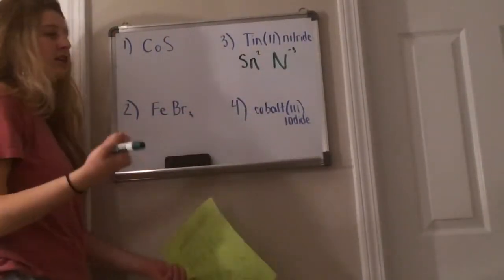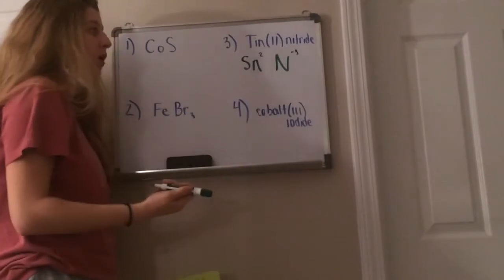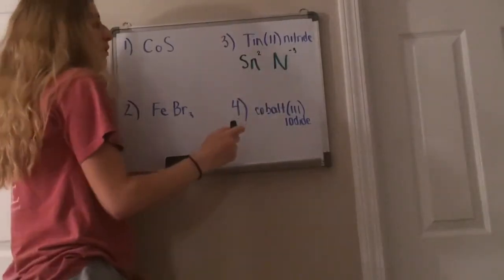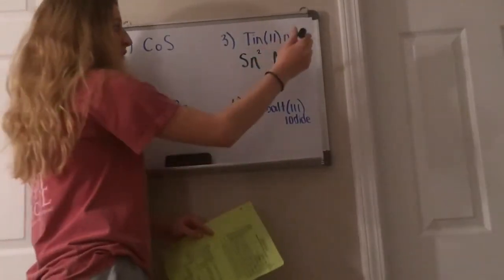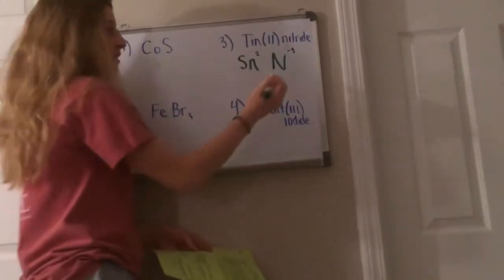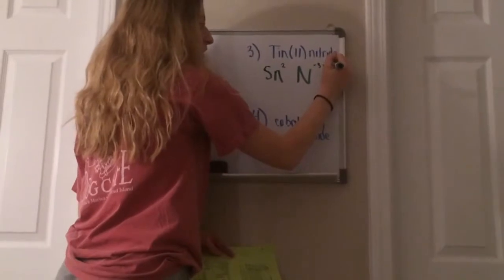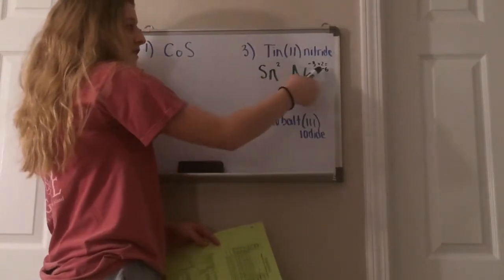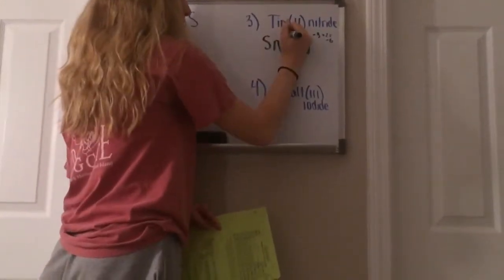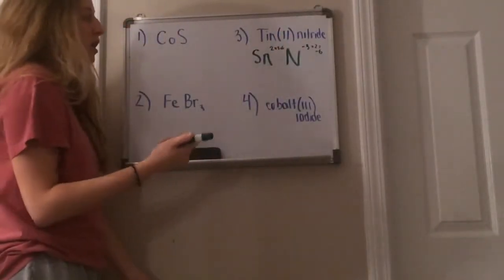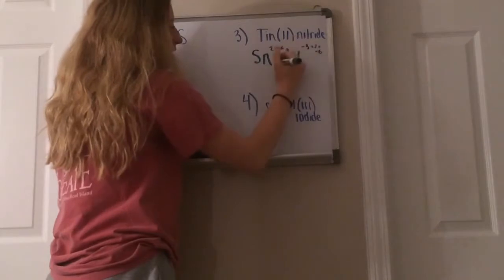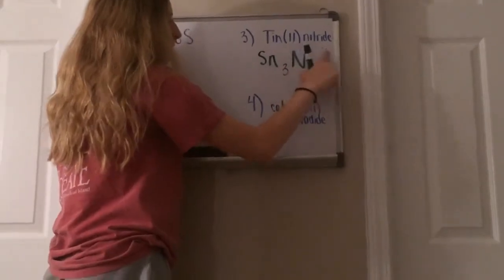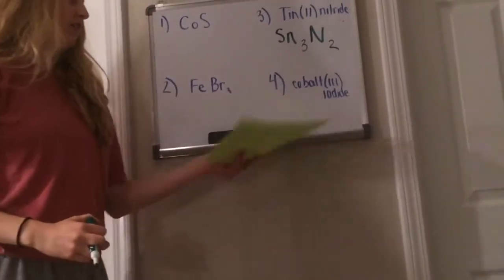But 2 and -3 doesn't balance the compound out. So how are we supposed to balance it out? We need to find a common number to multiply both these numbers to, so it equals 0. So if you multiply -3 times 2, you're going to get -6. Now, what can you do to get +6 so this balances out? Well, you're going to need to multiply this by 3. So 2 times 3 equals 6. So that means that this is going to be Sn3N2. Easy.